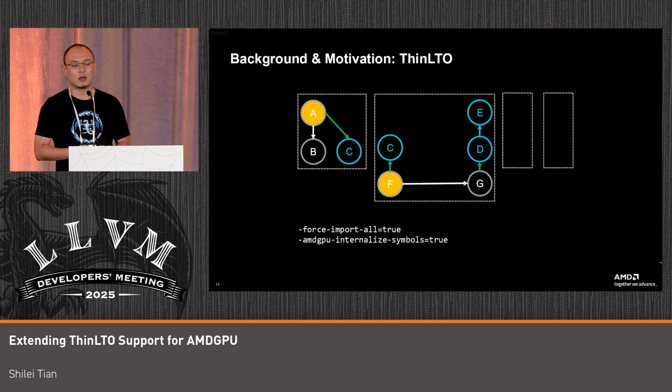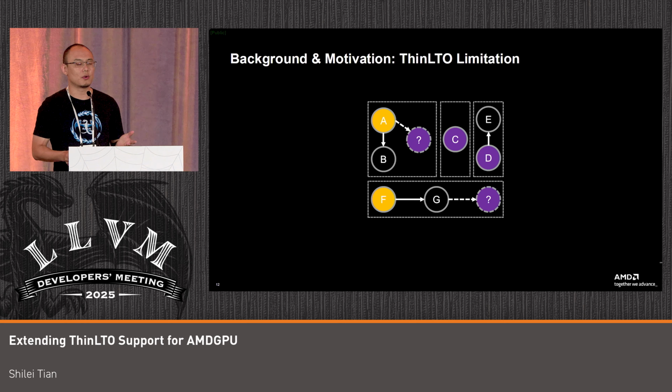Another thing to note here is after the import, the last two modules actually become useless, because everything in the module has already been imported by the other two. So compiling them is just a waste of time and resources. In AMD GPU, we enable the internalize path, which is going to internalize as many symbols as possible. After the internalization, basically the last two modules become empty, and we're not going to compile them.